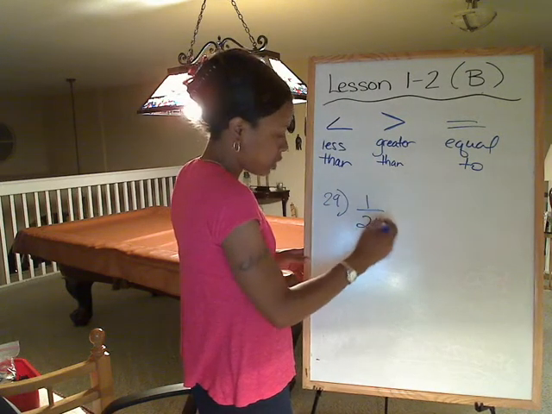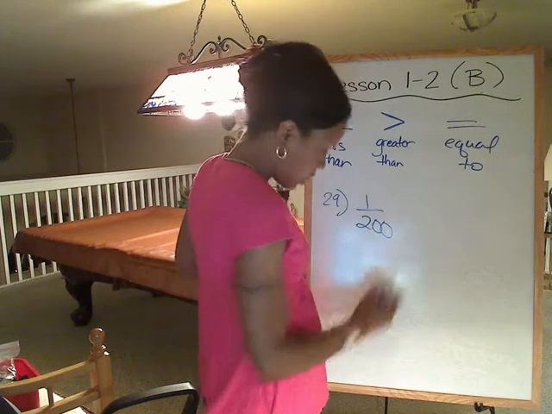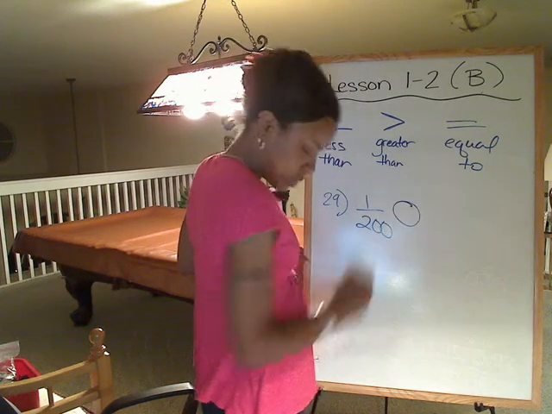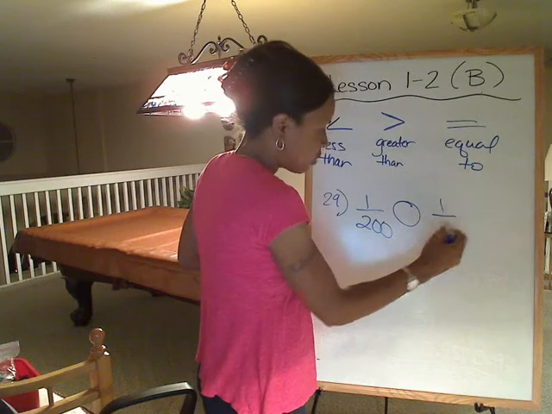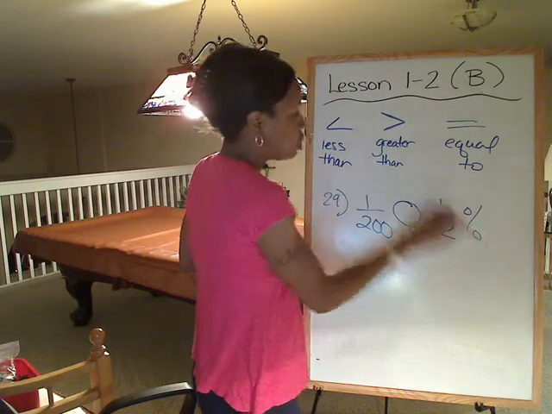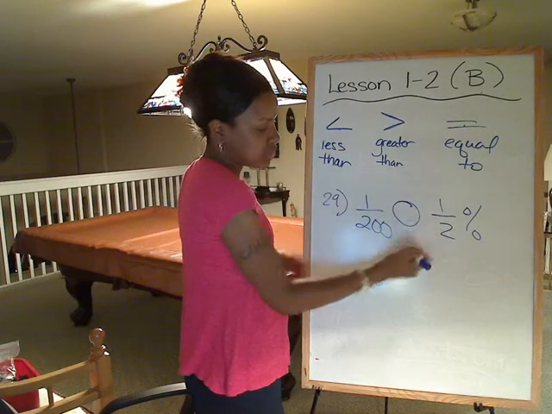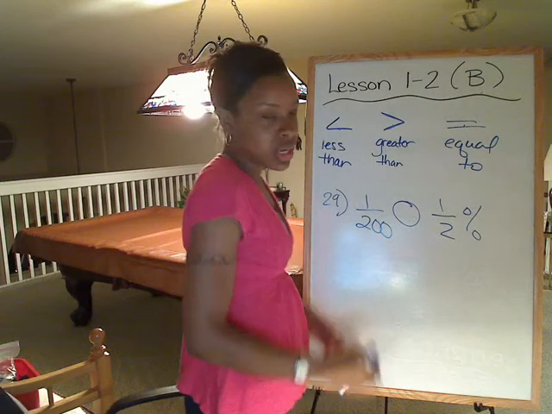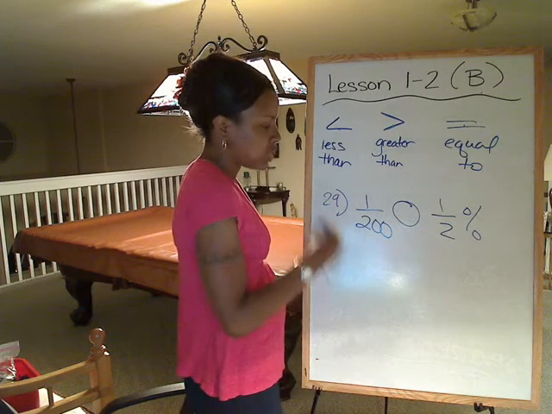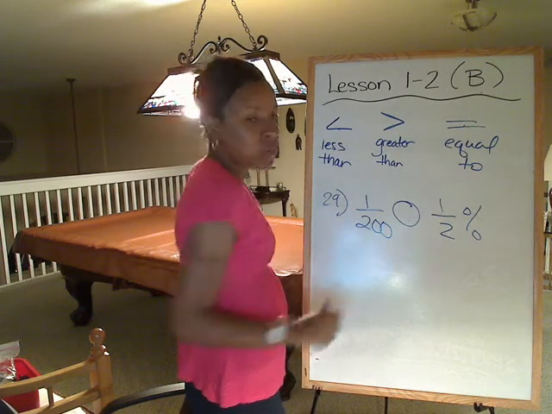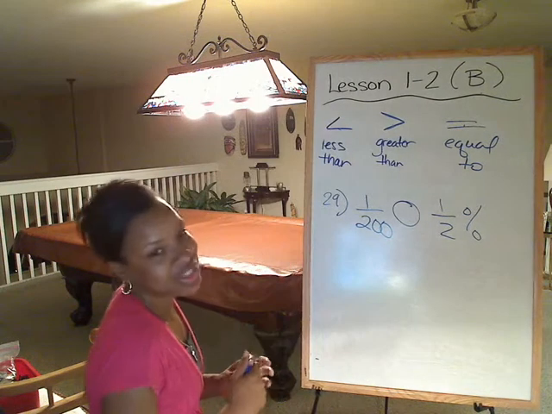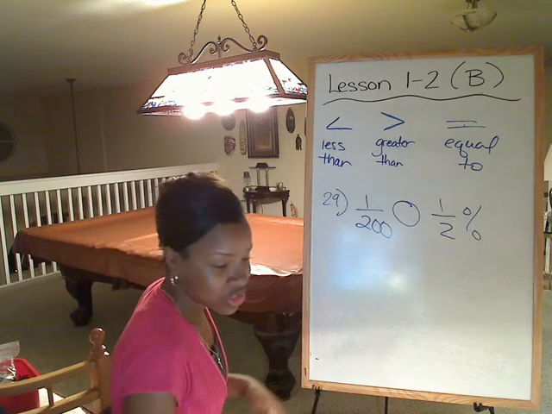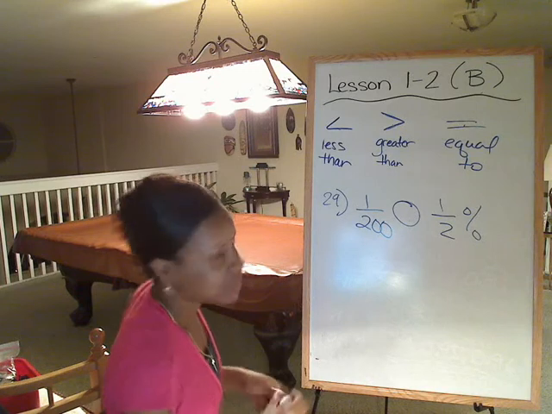So here's less than, here's greater than, here's equal to, and they want you to compare for number 29, 1 over 200, and they gave you a little circle to write in, and 1/2%. So they want you to put one of these signs in this circle to make it a true statement. Is 1 over 200 less than, greater than, or equal to 1/2%? That's what I'm going to tell you to do. Change them both to decimals, and then you can see.